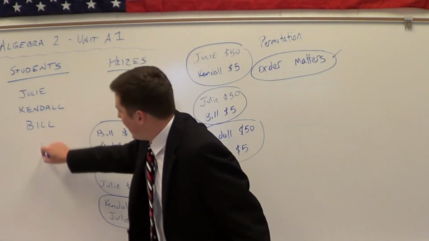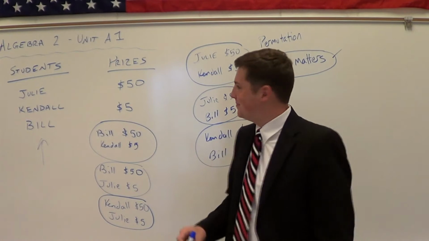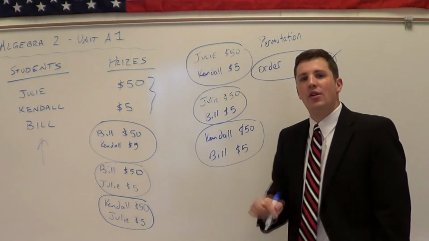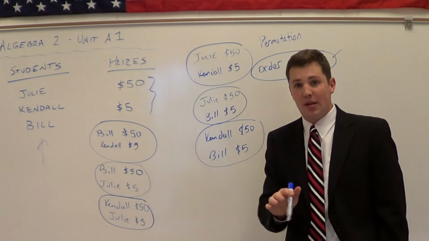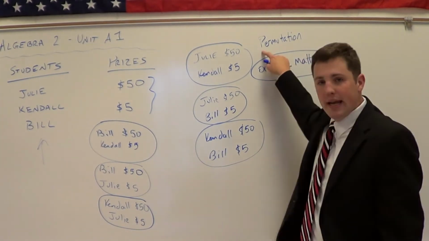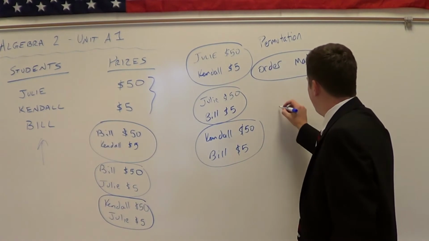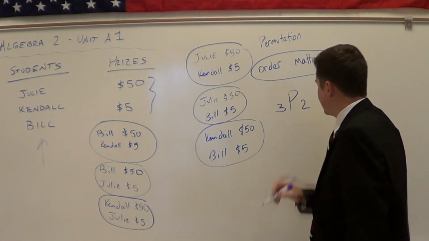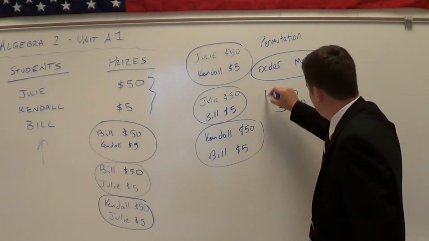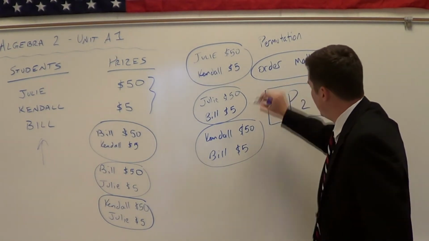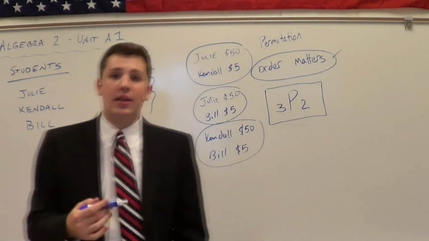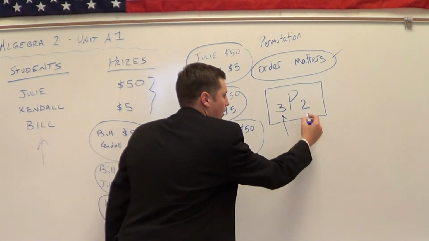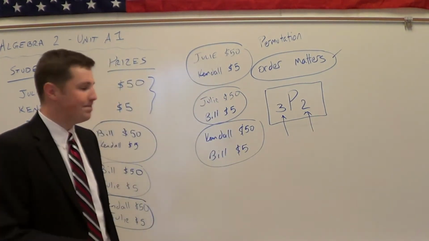There were 3 possibilities, 3 students, and there were 2 prizes. So here's the way that we're going to write this using math. Because it's a permutation, we'll use a P. There were 3 people to pick from, and we picked 2. So that is one way that we can write this permutation: there were 3 possibilities, and we're going to pick 2 of them.